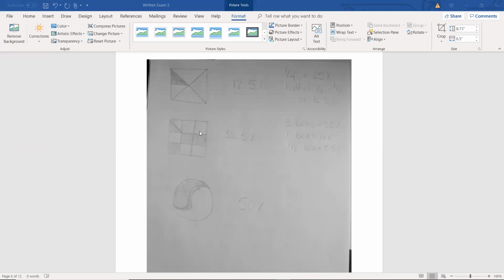So I rounded to the nearest whole number, and I said that each box is about 11%. So we've got 3 that are shaded, 1, 2, 3. It's hard to see again, I apologize. But 3 would equal 33, and then half of 11 is about 5.5. So if we add it together, we get 38.5%, and this one is just simply 50%, because it's just half of the circle.